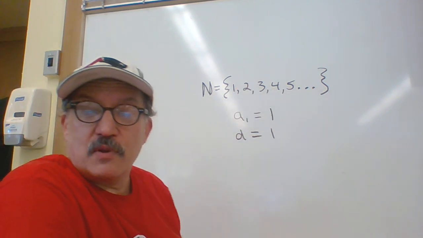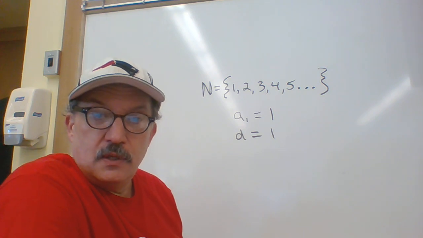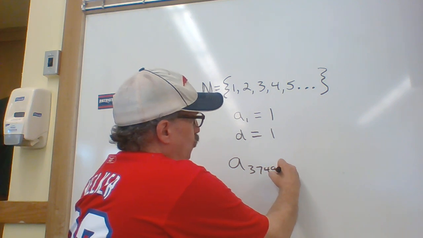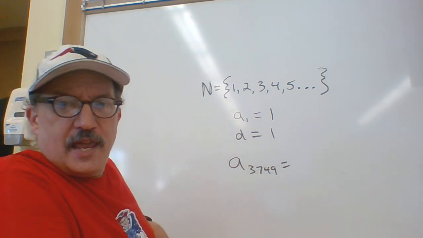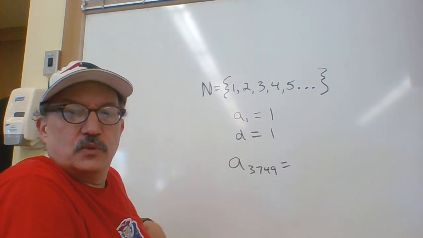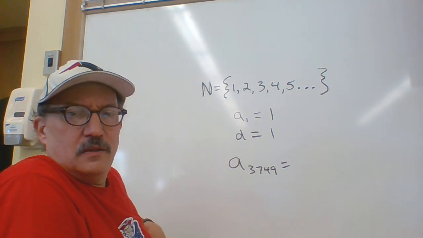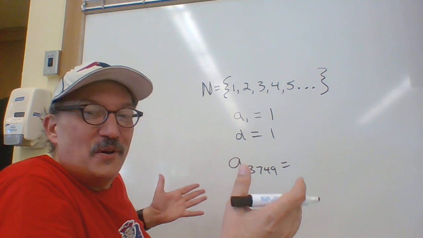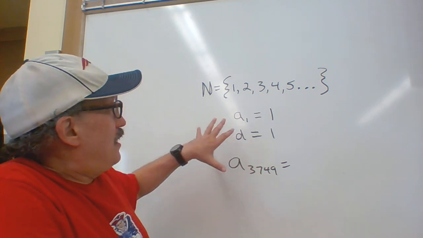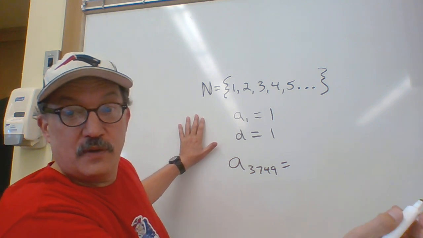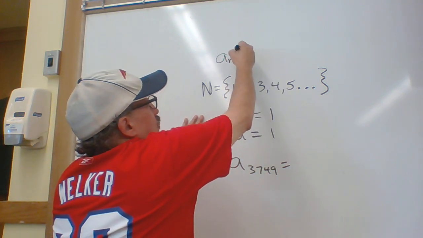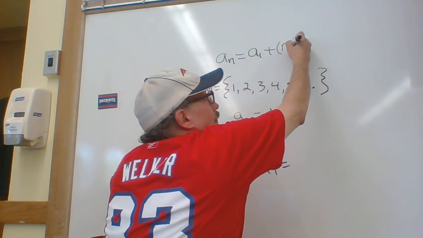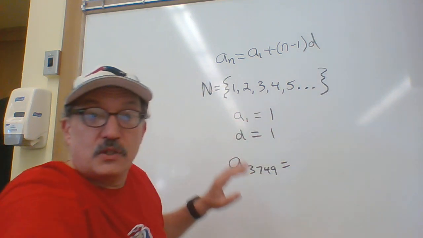So let me ask you this question. The natural numbers are an arithmetic sequence. What is the 3,749th term of that arithmetic sequence, known as the natural numbers? Don't overthink it. It's pretty easy. Let's go through it, even though hopefully you know what it is, but let's go through with the formula. Remember the formula we developed in video 1B. The nth term of an arithmetic sequence is a sub 1 plus n minus 1 times d.